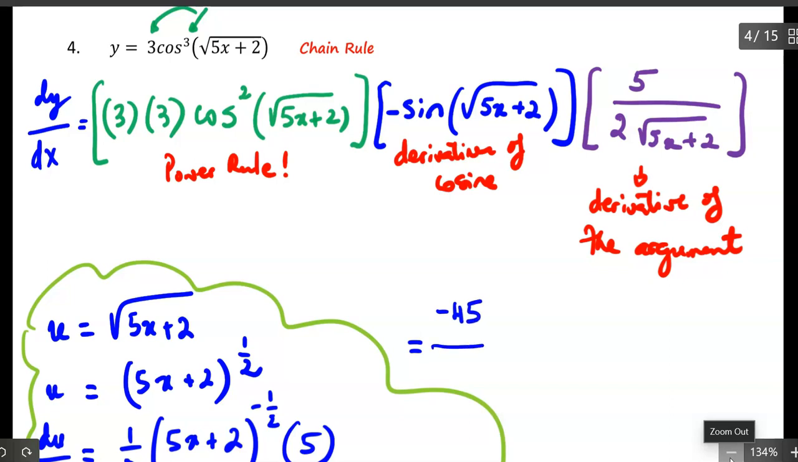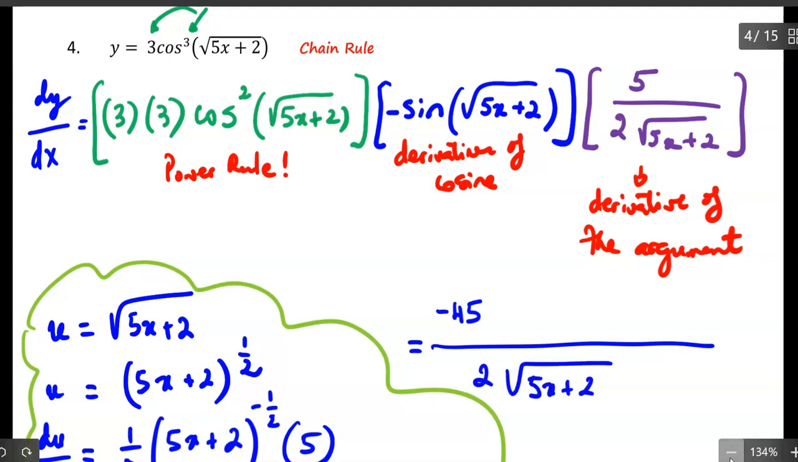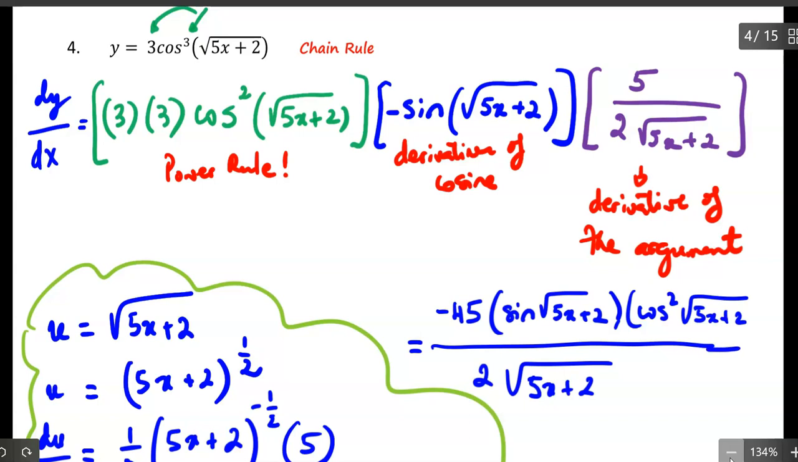Okay, down the bottom, I should just have 2 times square root of 5x plus 2. As a numerator, I still have to write sine and this argument, 5x plus 2. And then I multiply this with cos squared of the same argument, square root of 5x plus 2. Alright, so this is our final answer.